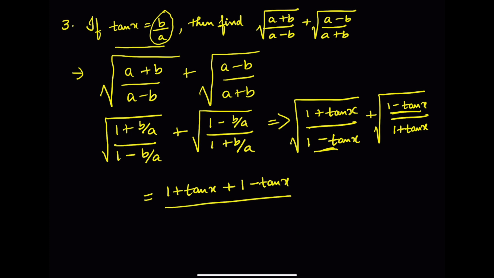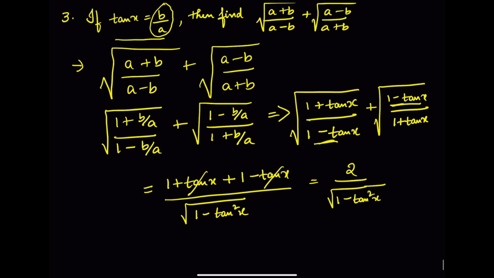And if you notice the denominator, it is a minus b and a plus b. So we will have square root of 1 minus tan square x. So now the tan x in the numerator gets cancelled. So we will have 2 divided by square root of 1 minus tan square x. So you can have this as your answer as well, because you cannot simplify it further.